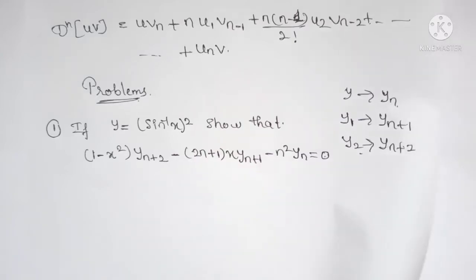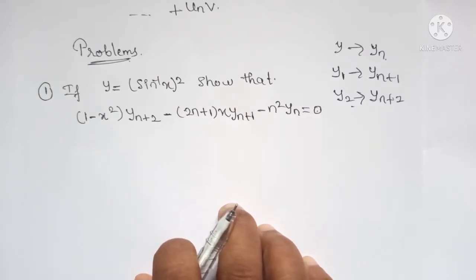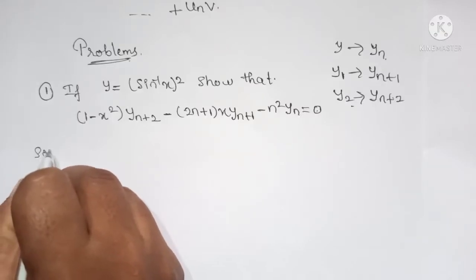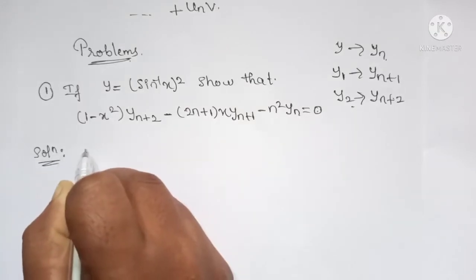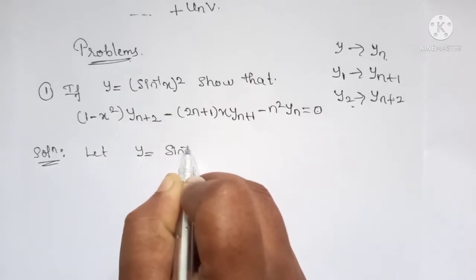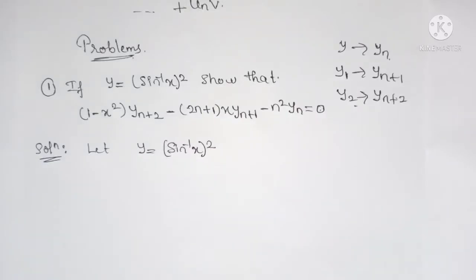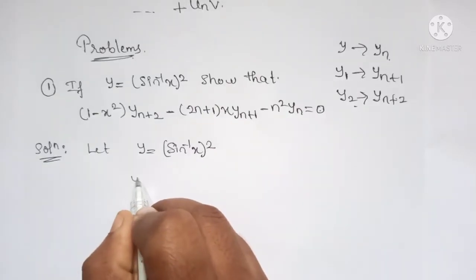If you remember the steps involved in this one problem, you can solve any such problems. Almost all the steps are the same; only the derivative will be different. Solution. First let the given function be y equals sine inverse of x whole square. Now we differentiate this function with respect to x.